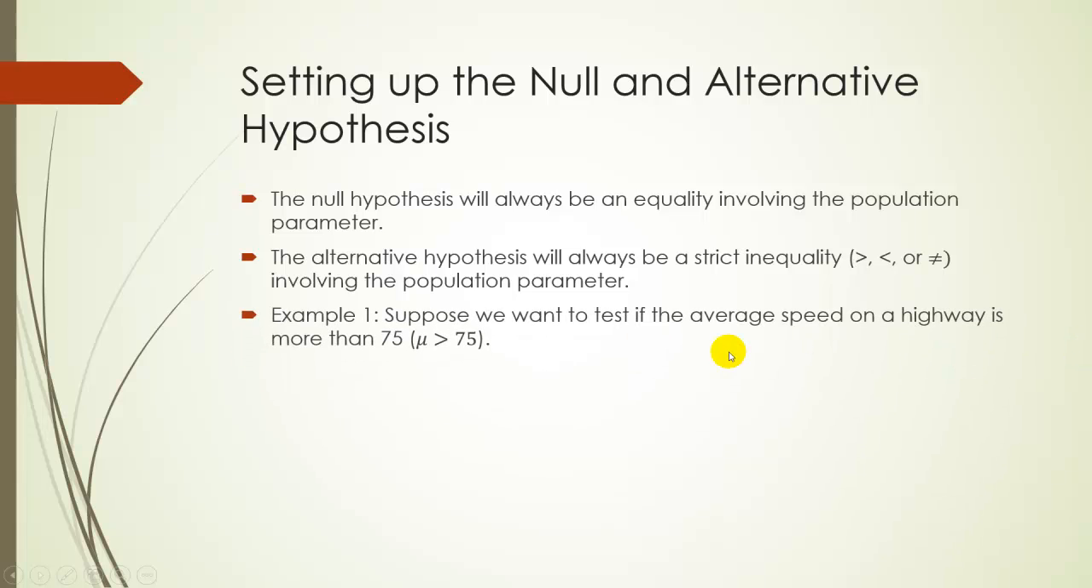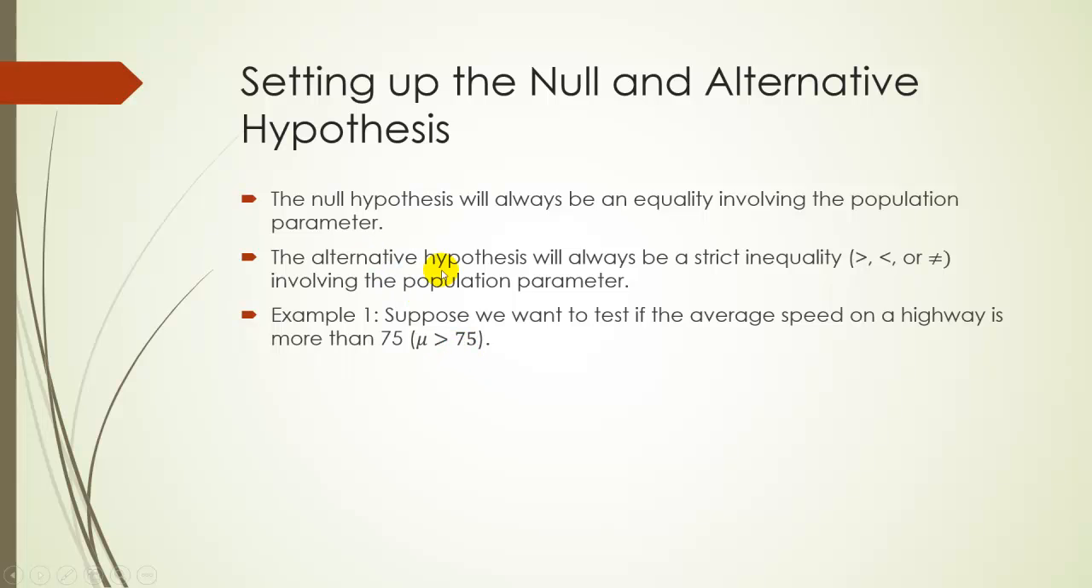So suppose that we want to test if the average speed on a highway is more than 75 miles an hour. What we're really saying here is the average speed. Again, we're talking about a population parameter here, so we must be talking about mu, because mu is the population average. We're saying it must be more than, or greater than, 75. So would this be H0 or HA? What do you think?